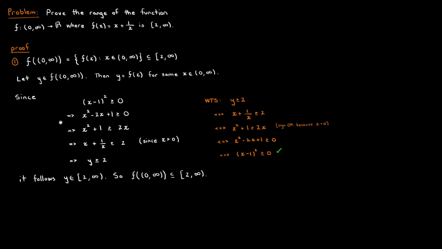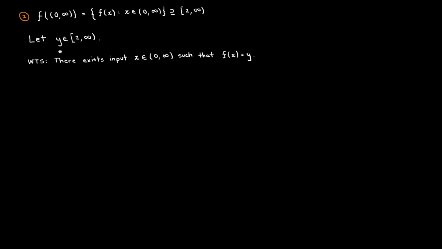And now we're done because we picked an arbitrary element in the image of f, and we argued why that element y is also a member of the interval from 2 to infinity. And so it follows that the image is a subset of this interval. To show the other inclusion, we let y be an arbitrary element of the interval from 2 to infinity.